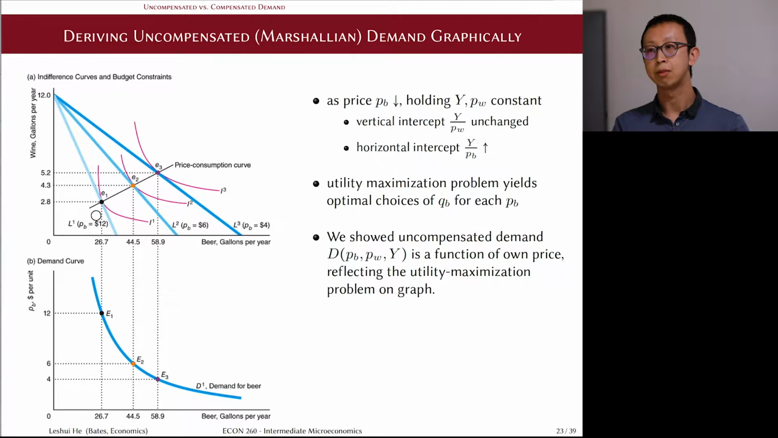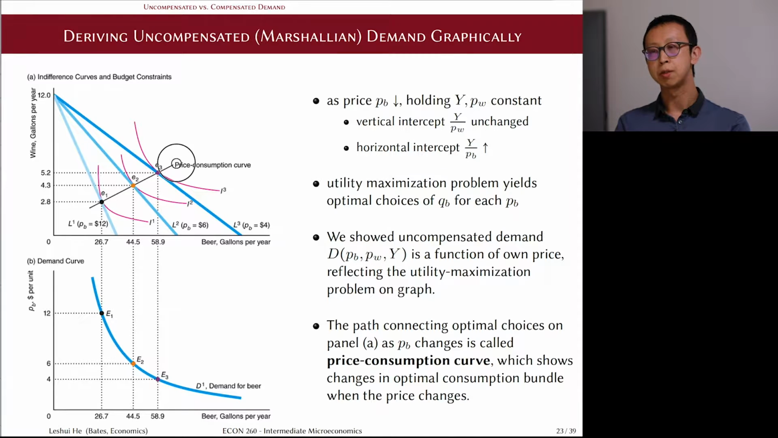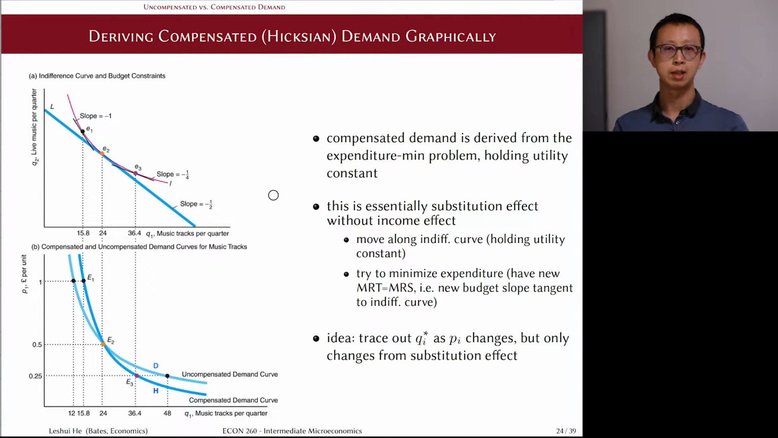If we keep track of the price of the horizontal good, which is beer in this case, and its corresponding demand, then we can plot the following graph in panel B, whose horizontal axis is lined up with the graph above. In the graph above, we have this path of optimal consumption bundles as the price of good 1 changes. This curve is called the price consumption curve, a very similar idea to the income consumption curve that we have seen before. Now let's look at the Hicksian demand.